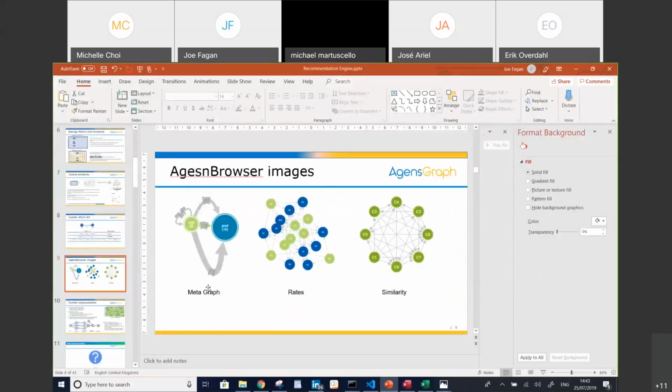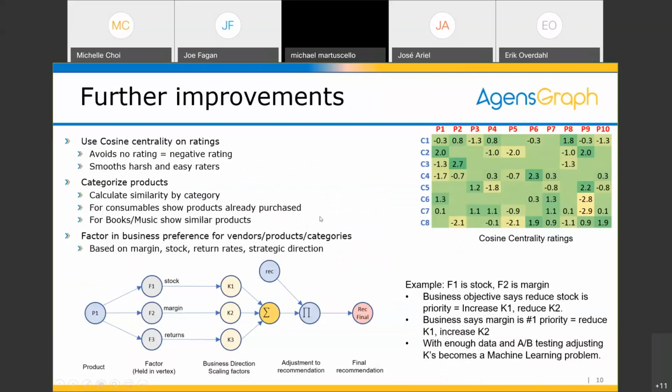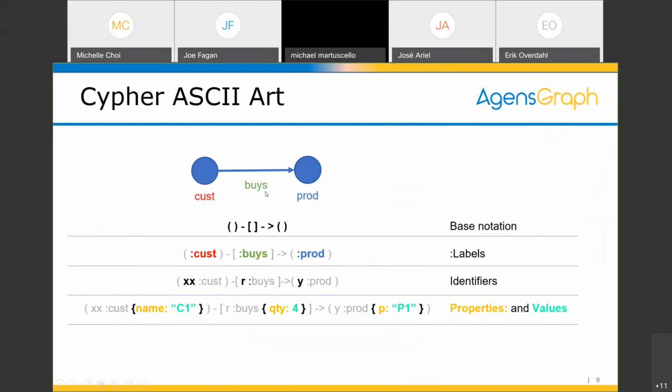So that's kind of where we've got to in 45 minutes. And finally, if I may, I'll just make a few recommendations, a few things that I would change if I were to do it again from scratch. The first thing is I would have used cosine centrality in the ratings, and I'll show you why. If I may, I'll just go back here.